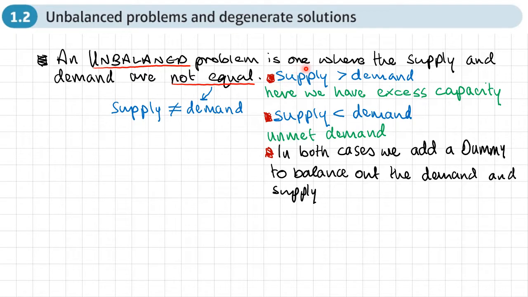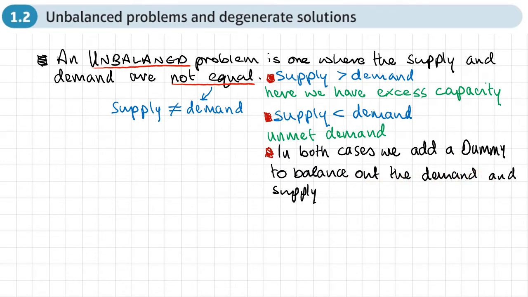Well, if the supply is greater than demand, we have excess capacity. So that means the suppliers are producing lots of stuff, but there's no demand for it. We could have, on the other hand, where supply is less than demand and we have unmet demand. So during the pandemic, for example, people were buying lots of toilet rolls and pasta. So there was not enough supply to meet that demand. And in both of these unbalanced cases, we add a dummy to balance out the demand and supply.